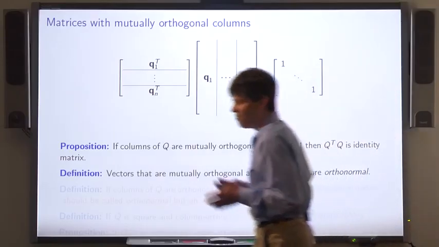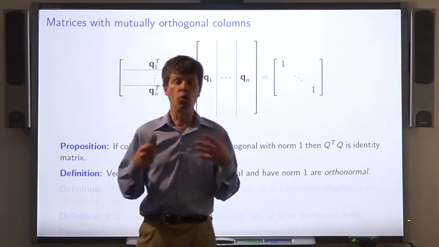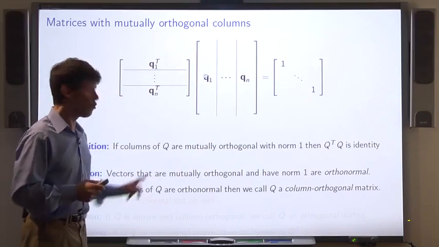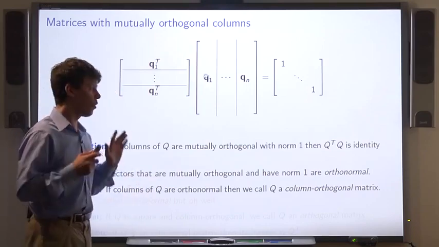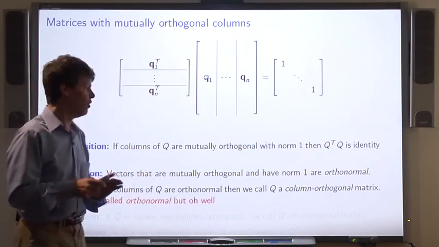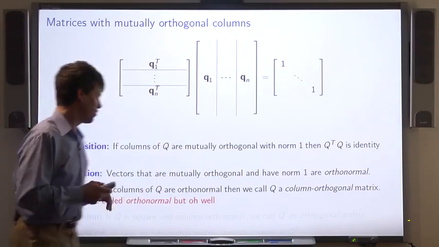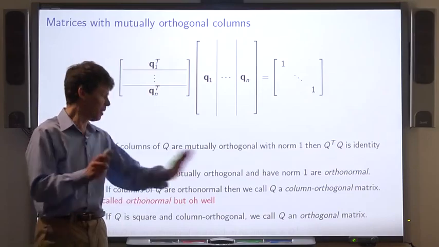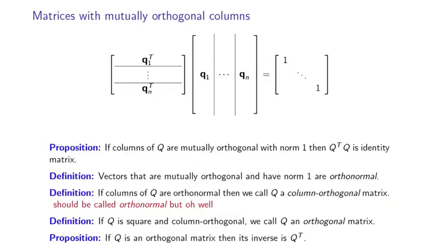Well, we say that vectors that are mutually orthogonal and have norm 1 are orthonormal. And if a matrix Q has orthonormal columns, we call Q a column orthogonal matrix. Now, I know it should be called column orthonormal, but that's the way it goes. And if Q is a square matrix and column orthogonal, we call Q an orthogonal matrix. It really should be called an orthonormal matrix, but this is the convention. And we see that if Q is an orthogonal matrix, its inverse is its transpose.